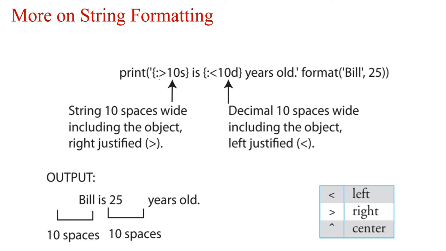So let's go step by step. This is going to be right justified, right, because of the greater than sign. This means that it has 10 spaces, and this means that it's a string, right? And this again means that this is going to be left justified, 10 spaces, and it's an integer, right? So Python is going to place this guy over here, Bill over here, with this format, and then 25 over here, and so you see this as the output.